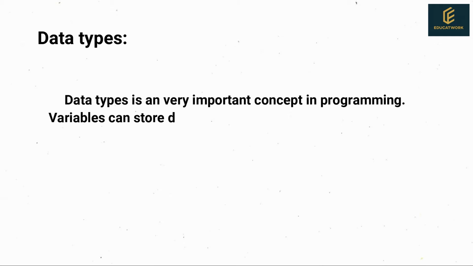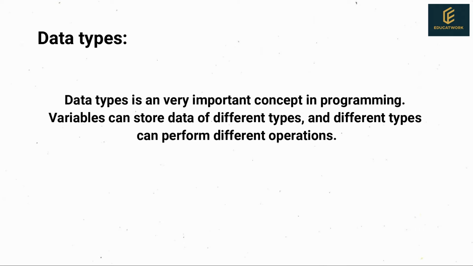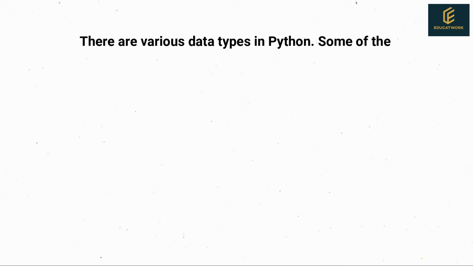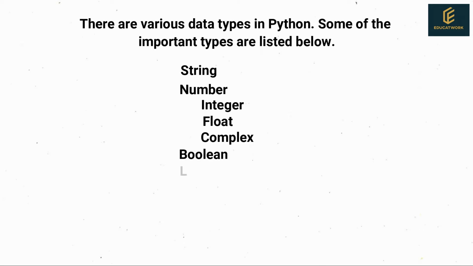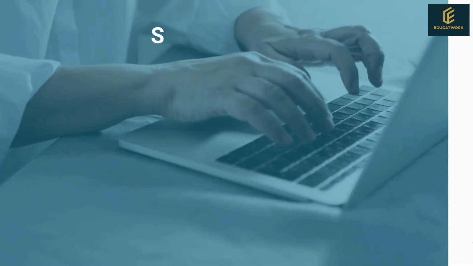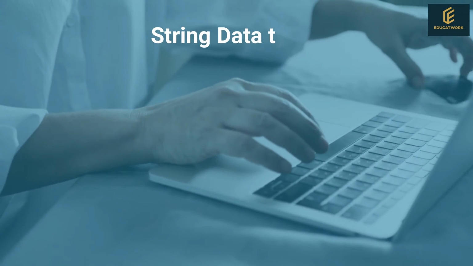Data types. Data types is a very important concept in programming. Variables can store data of different types, and different types can perform different operations. There are various data types in Python. Some of the important types are listed below: string, number, integer, float, complex, boolean, list, tuple, set, dictionary. The following data types are built in by default. In this video we are going to talk about string data types.